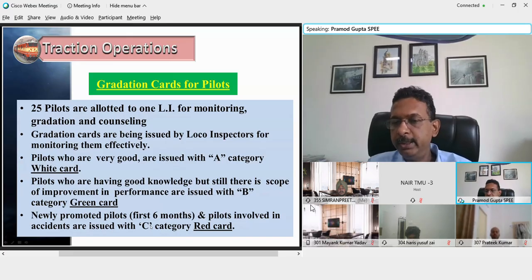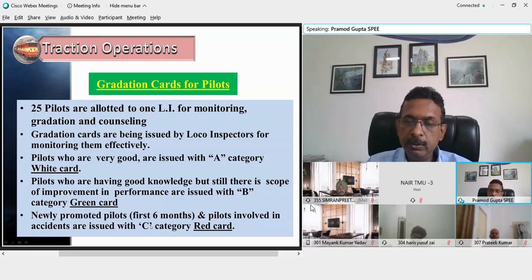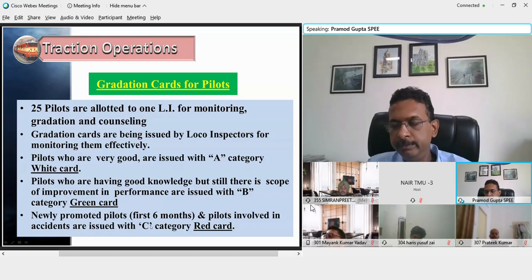The first possibility is, yes, that the loco inspector was biased. That is why he did not issue the white card. The second possibility is that the pilot himself, although he feels he is capable of having the white card, was not up to the mark, and that is why the loco inspector has not issued the white card to any one of them. So just because we have received the complaint, it does not mean that either the pilot is at fault or the loco inspector is at fault.